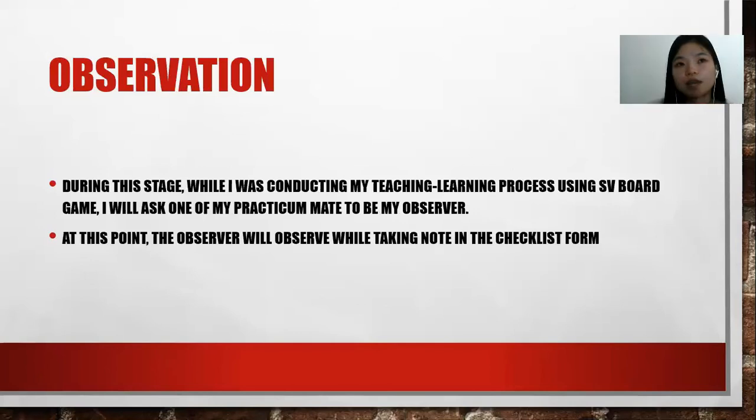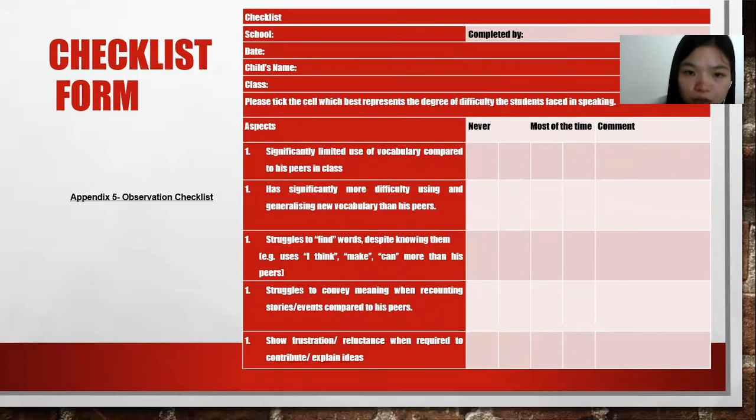So along the implementation of my intervention, I will ask one of my practical mates to use the checklist I have prepared to make an observation by taking notes in the checklist form, in order to gather some information about the effectiveness of the intervention and the students' responses towards it. So the checklist form will be like this.